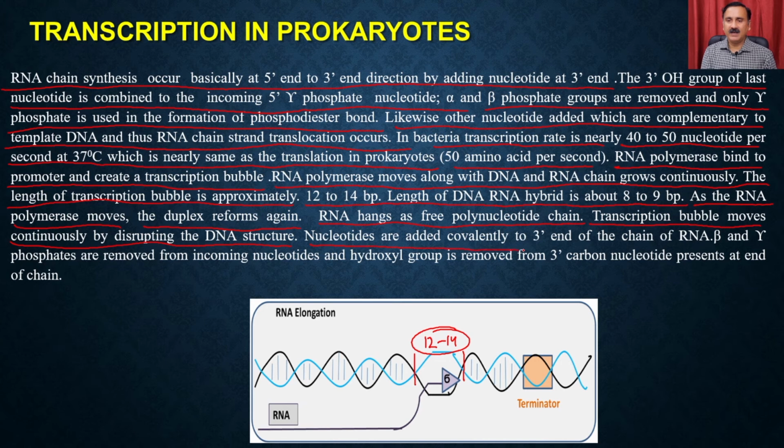Nucleotides are added covalently to the 3' end of the RNA chain. Beta and gamma phosphates are removed from the incoming nucleotide, and the adenosine group is present at the end of the chain, right? So as the RNA polymerase is moving, it starts adding the nucleotide, and it utilizes the 3' end of the chain. The 3' end of the chain is going to have the 5' of the incoming nucleotide, and that's how it synthesizes, and that's how transcription proceeds in the 5' to 3' direction.